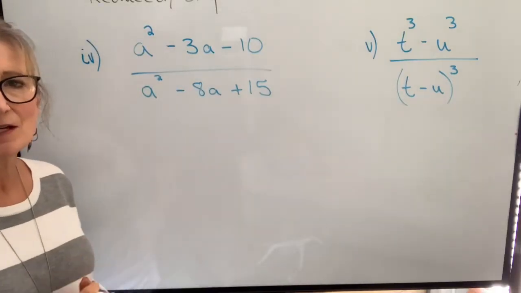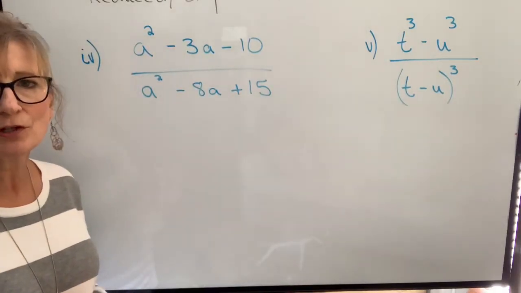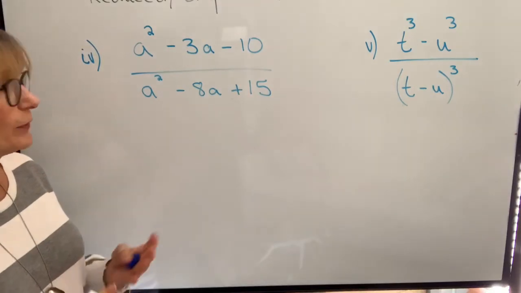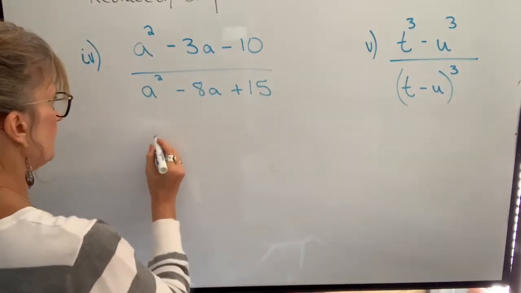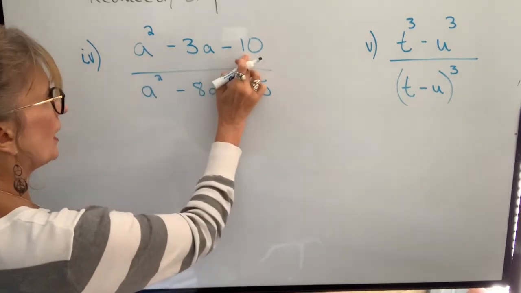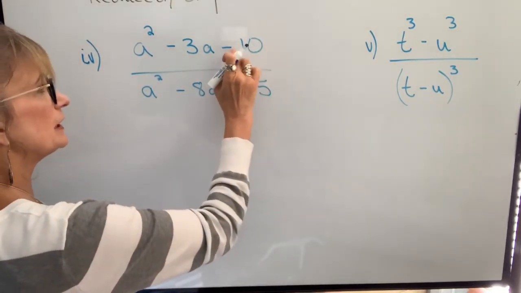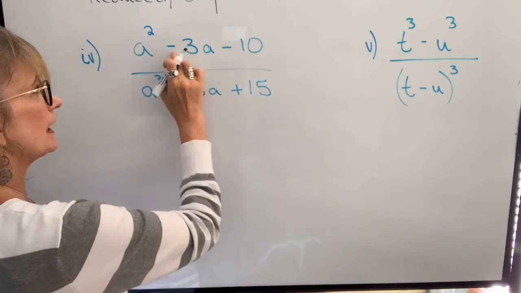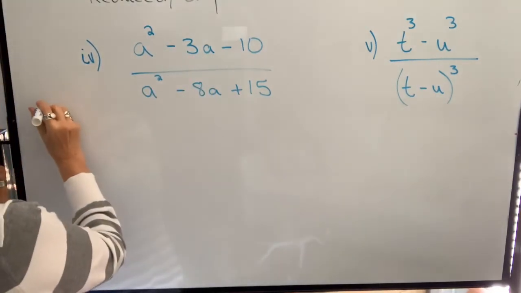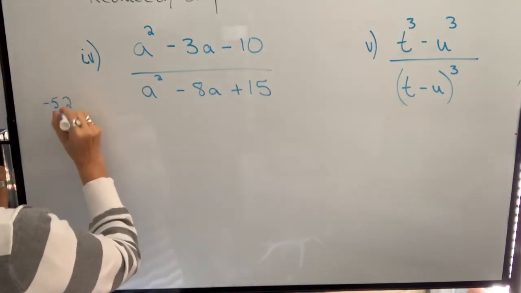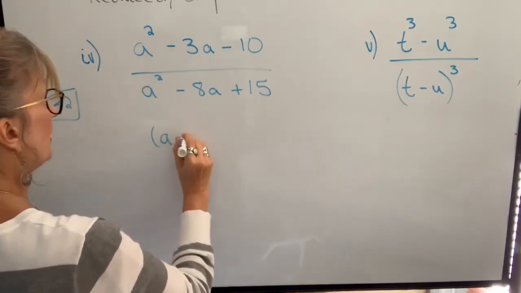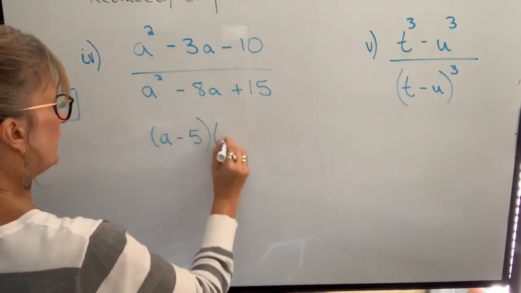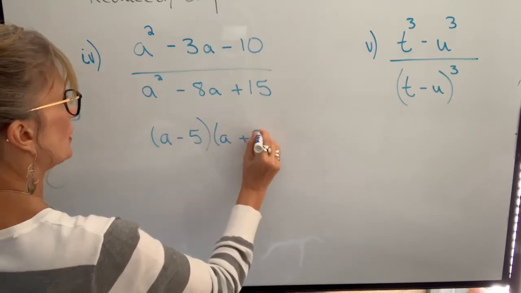Okay, in this next example, I have a trinomial in the numerator, I have a trinomial in the denominator, and we've learned how to factor trinomials, so we're going to go ahead and do that. In the numerator, I'm looking for two numbers that multiply to equal -10 and add to equal -3. Those two numbers would be -5 and +2. So my factors will be a minus 5 times a plus 2.